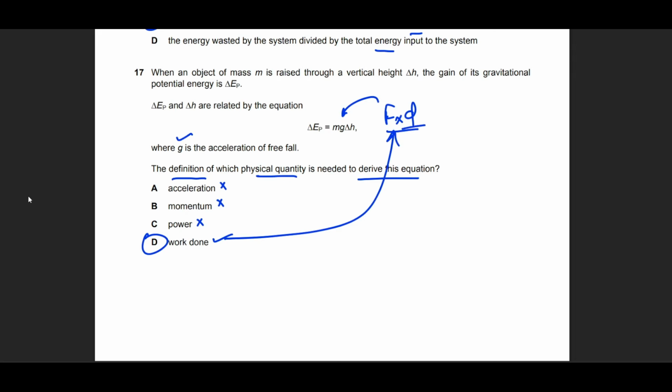Now D becomes the change in height. Let's say the object was here, it goes to this side, so this becomes delta H, and the force you applied is actually against the weight, so that is F is mg, and D is the distance or the height that you've moved from one level to another.